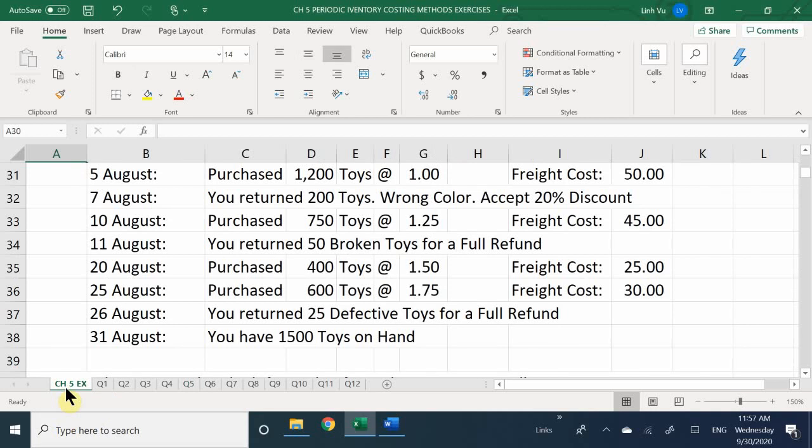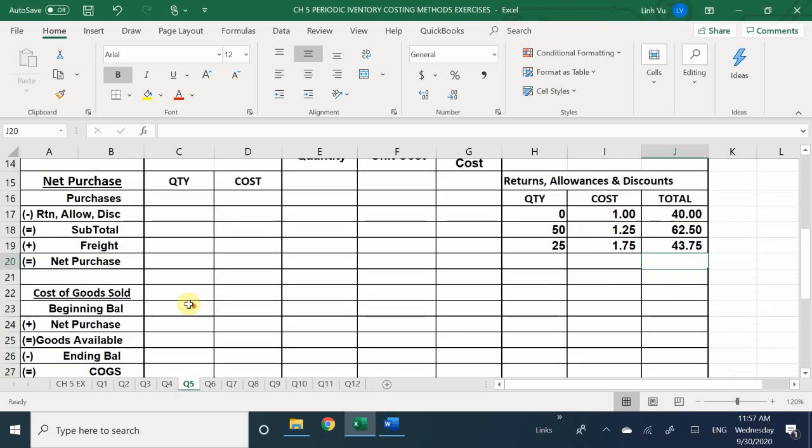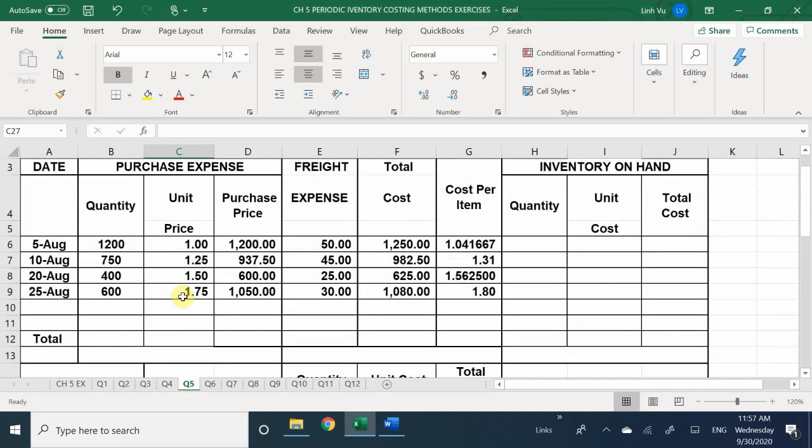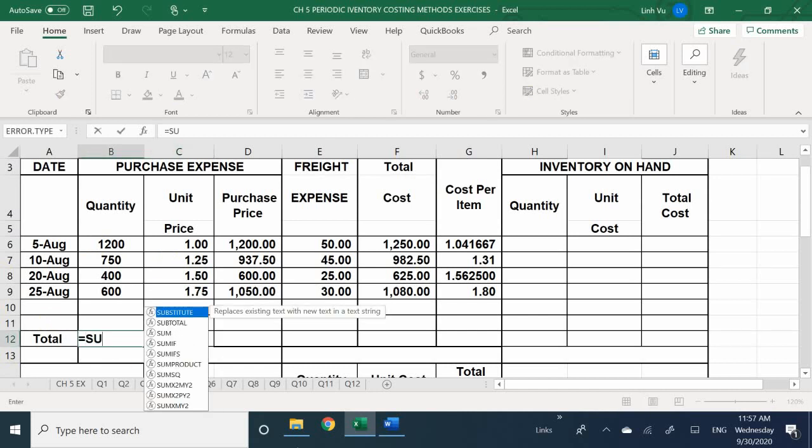Then on August 31st, again, you have a total of 1,500 toys on hand. So I'm going to go to my little table here and make sure I recognize that I have a total of 1,500 toys left in my inventory. Okay? So I've reached the end of the period and now I need to calculate or sum up all of my columns.